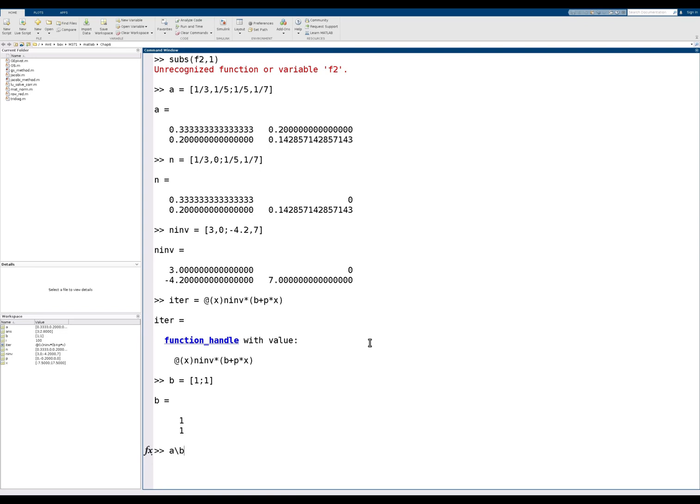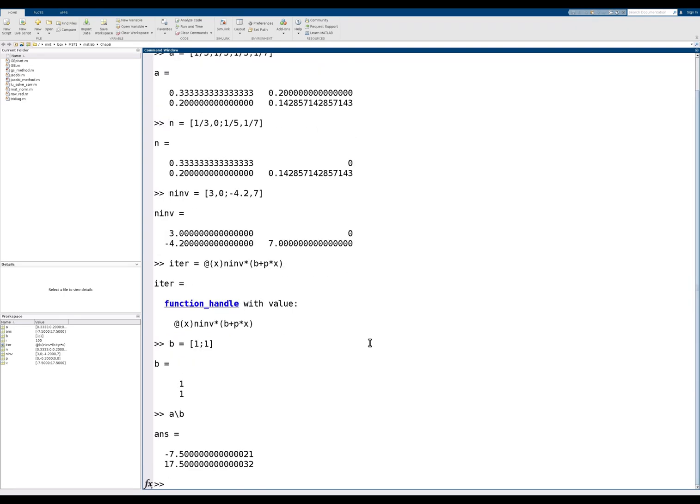MATLAB will understand that you're trying to multiply A inverse times b on the left side, and MATLAB will be smart enough not to compute A inverse. It'll actually try to do it using the LU decomposition. So MATLAB is smart enough to interpret this as do LU decomposition and use that to solve the equation A times x equals b. It'll understand it that way. Okay, so the correct answer seems to be negative 7.5, 17.5.